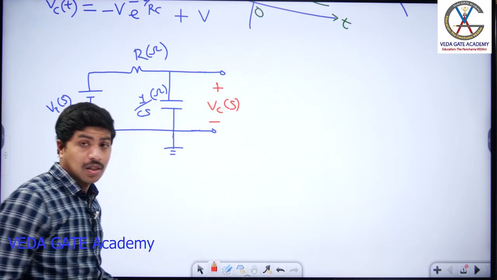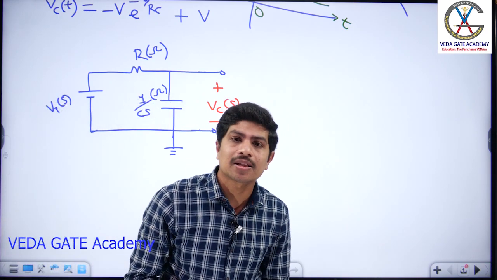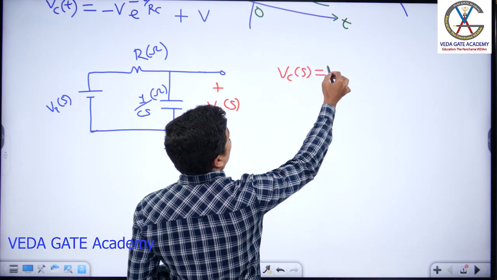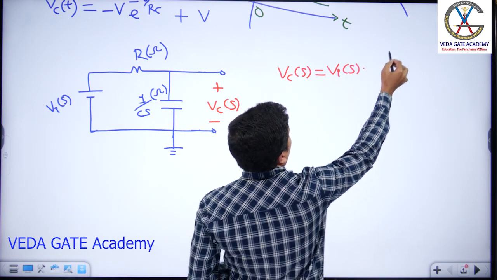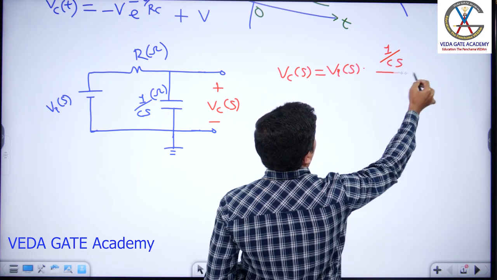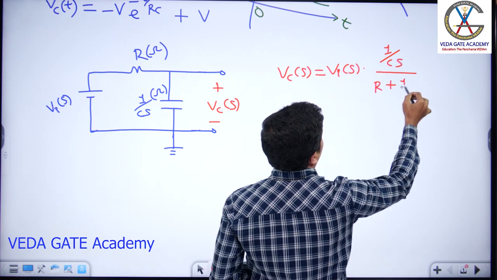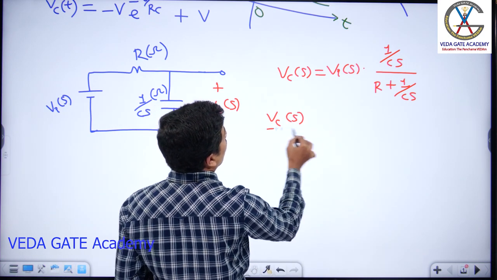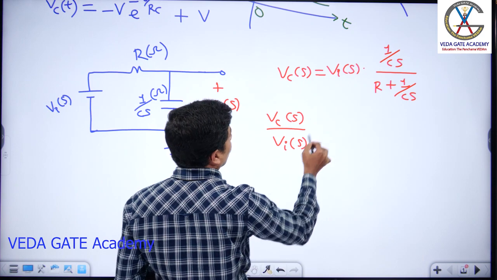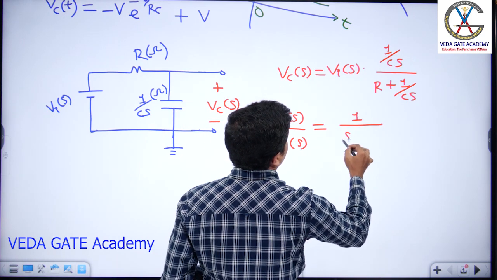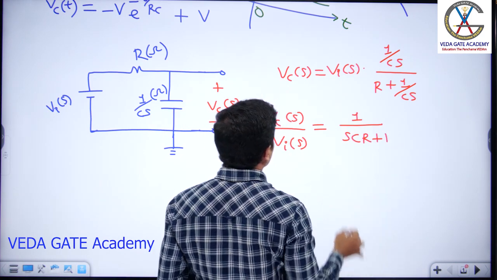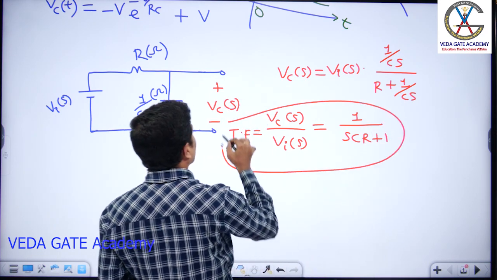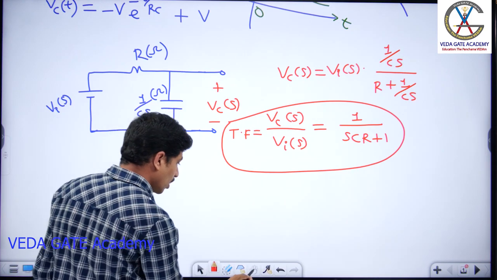Now what is the transfer function? Laplace transform of output by Laplace transform of input. Now what is the output Vc of S? Vc of S is equal to Vi of S into 1 by Cs, output impedance by total impedance. From that, Vc of S by Vi of S is equal to 1 by SCR plus 1. So this is the transfer function. Observe it carefully.